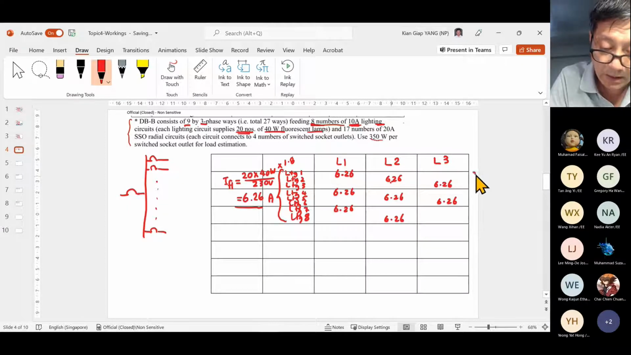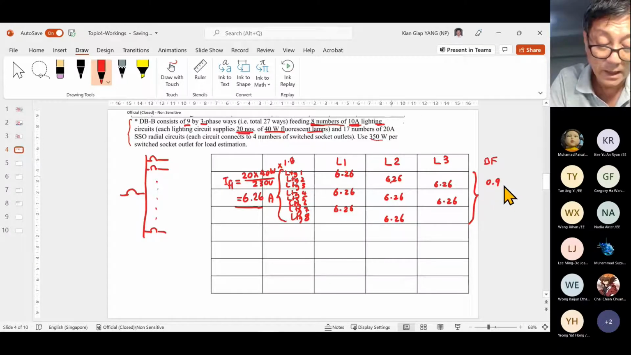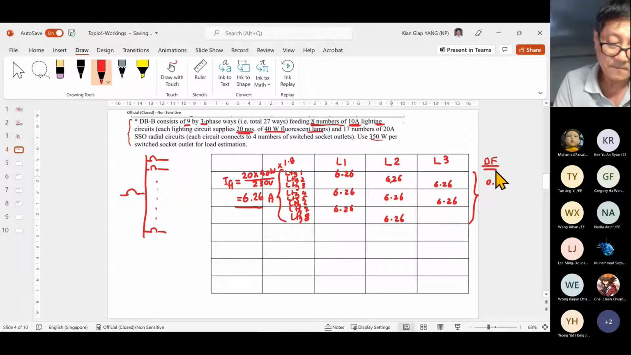Now all these, I need to apply diversity factor. Now diversity factor for this one, because it is a factory, I'm using 0.9. Anybody know where I get my 0.9 from? Anybody know where my 0.9 comes from? Is there anybody out there? I must call names again.